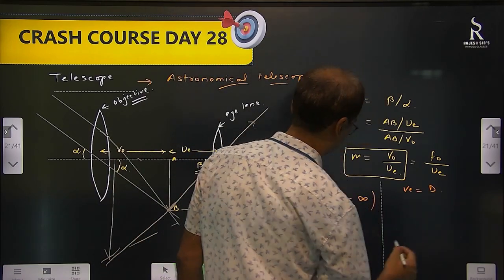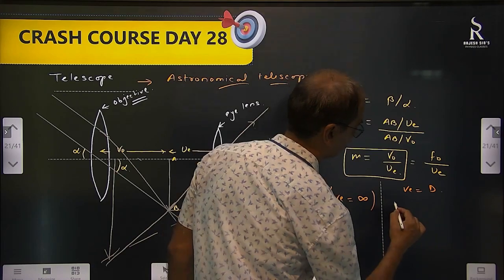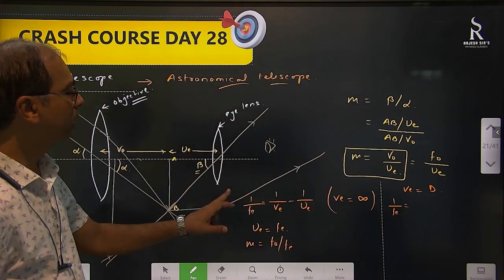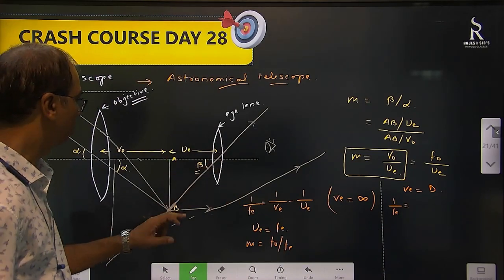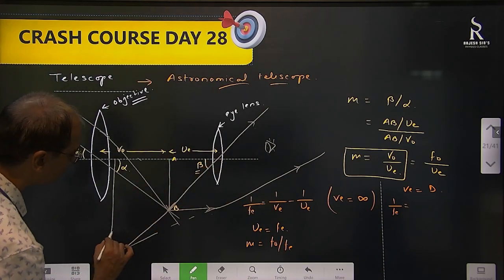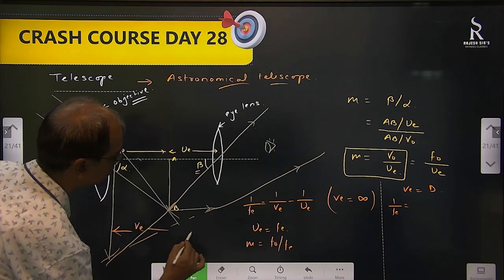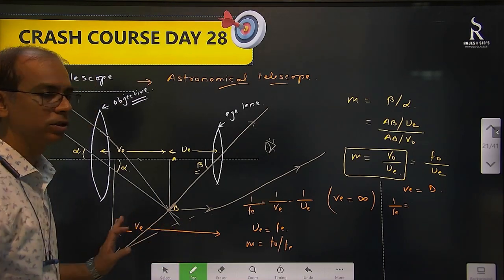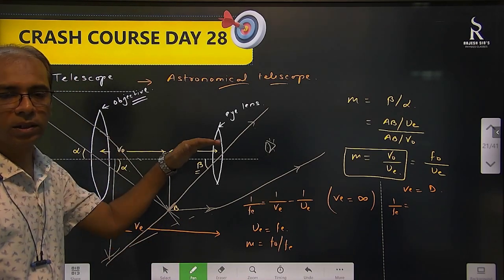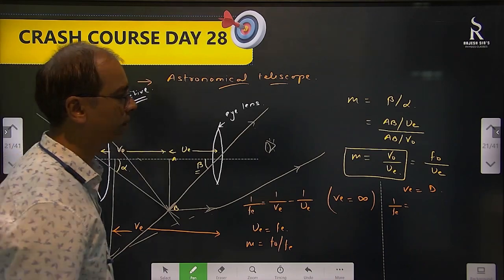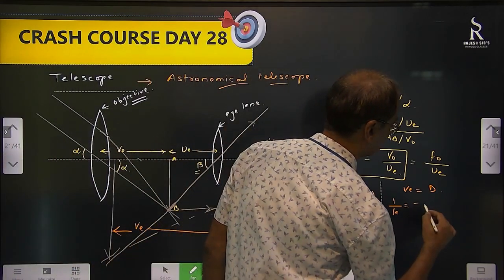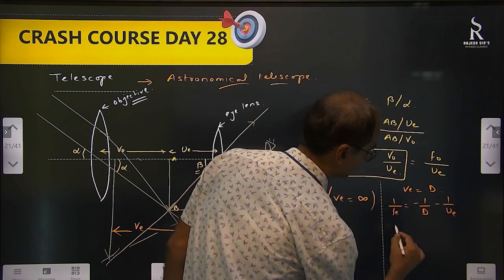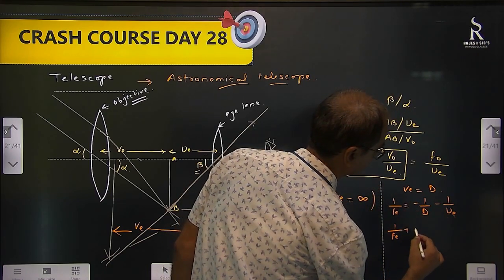VE at D. Then this formula again we will use: 1 by FE equal to 1 by V. The V value we want is D. This is D. No, not this. This. This is VE. This value you want as D. So negative or positive? Negative, because light is going in this direction and you are measuring in opposite direction. So put here minus D, minus 1 by UV. Bring it here. This is 1 by FE plus 1 by D.